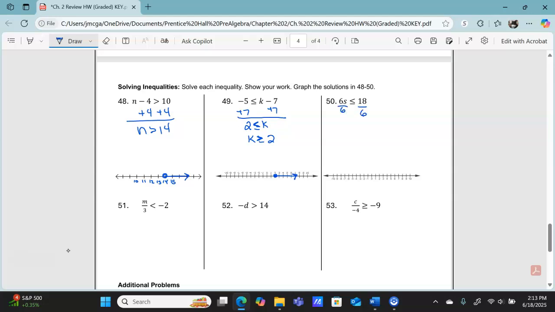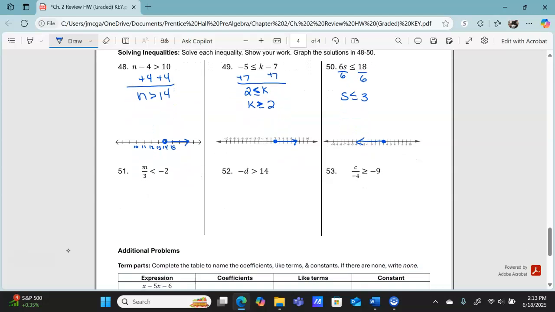Divide both sides by 6. We get S is less than or equal to 3. Darkened dot at 3 going this way. Again, remember that arrowhead matches the inequality as long as your variable is first. Multiply both sides by 3. So we get M is less than -6. This is -1 times D, so I'm going to divide by -1. And I get D is less than -14. Note that your inequality changes directions because you divide by a negative.